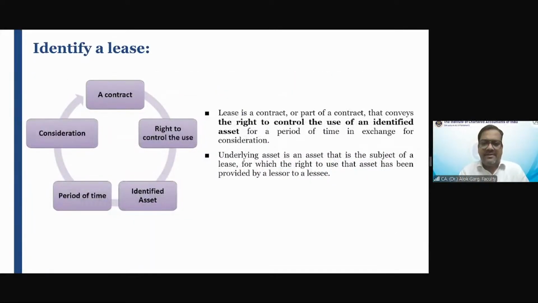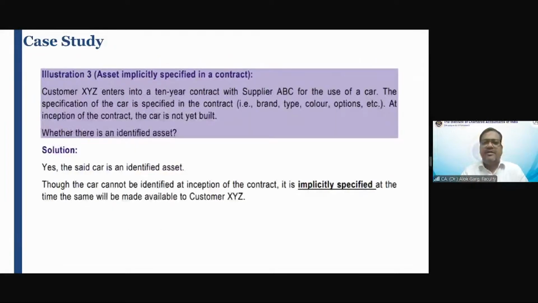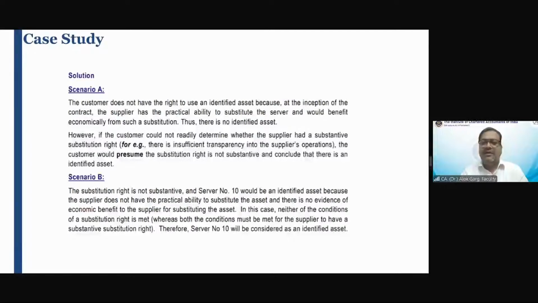Then in detail, we have discussed the meaning of identified asset, the meaning of right to control the use of an asset, and transfer of right to control the use of an asset. Then what is meant by lease term and what is meant by lease payments, right? So we have also covered in detail the meaning of a lease contract under Ind AS 116, correct? We have covered explicit and implicit, and if the supplier has a substantive right to substitute the asset, in that case it will not be considered an identified asset. So we have done a few illustrations on every concept.